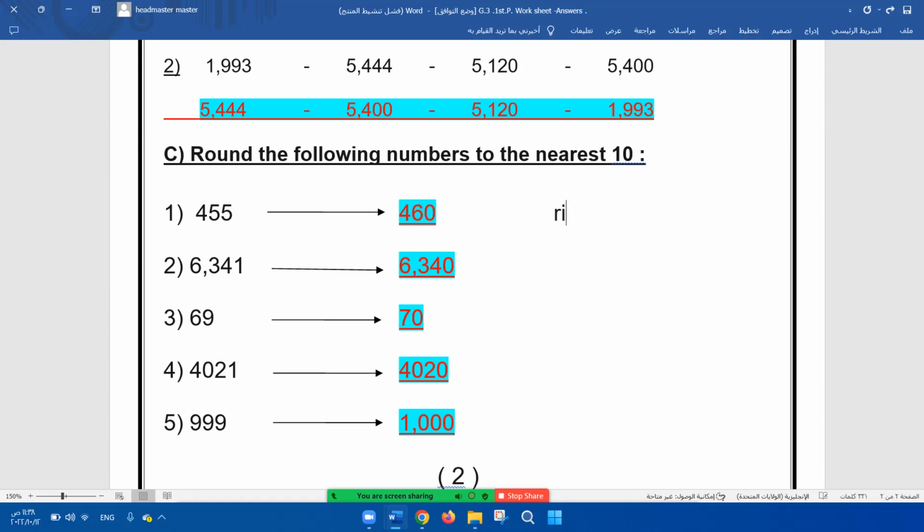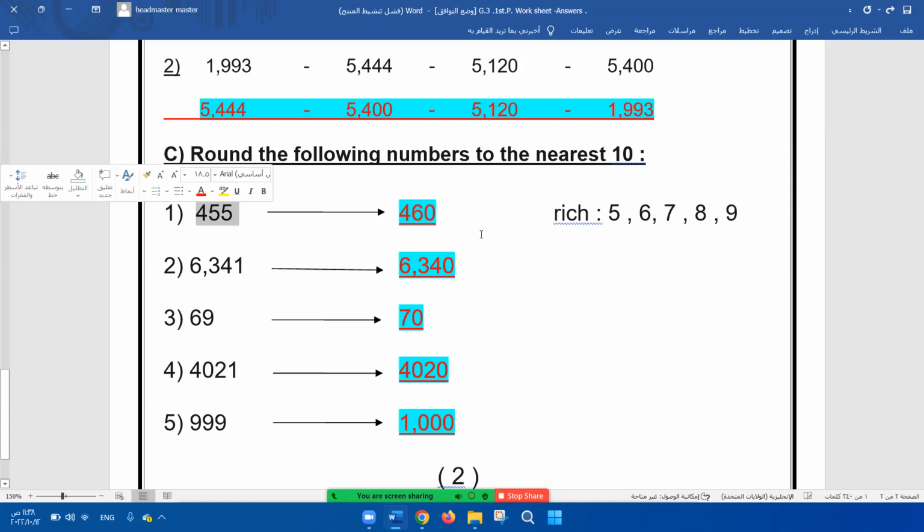What is the rich digit? Yes, very good. They are 5, then 6, then 7, 8, and 9. These numbers, we call them rich digits. When you see one of them, it rounds up the number beside it. So this 5 can round up the other 5. This 5 becomes 6 in the tens place. So the number 455 rounds to 460 to the nearest 10.